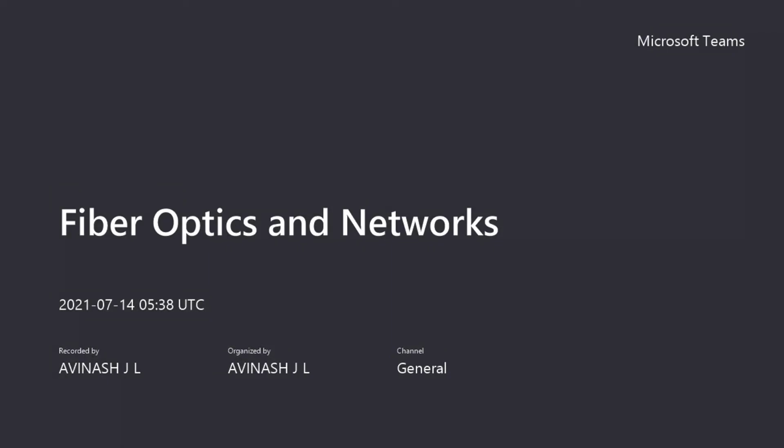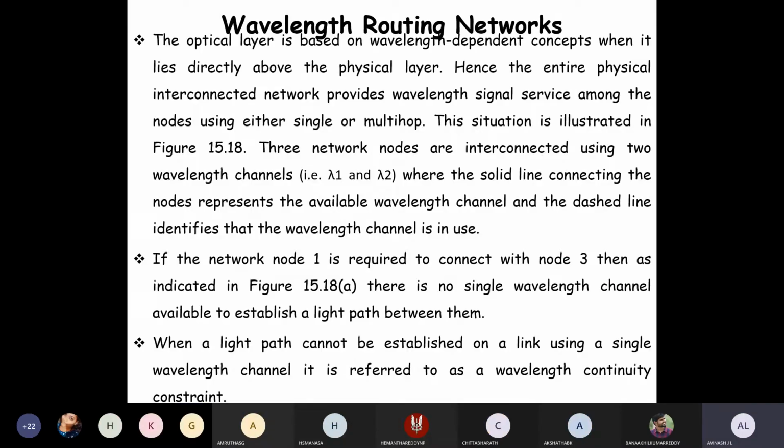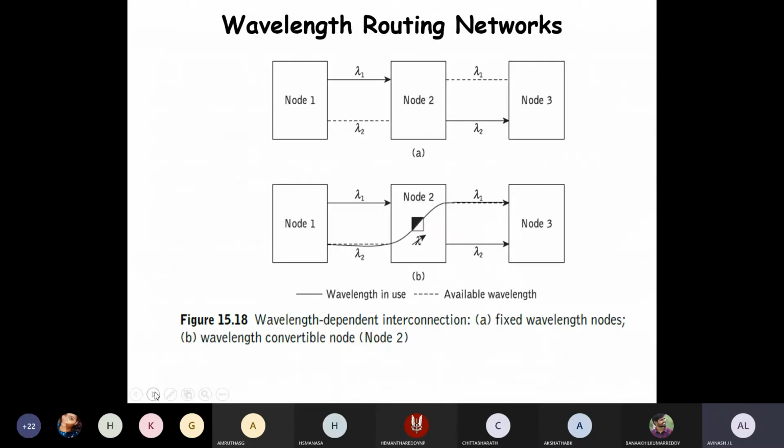The optical layer is based on wavelength dependent concepts, so it lies directly above the physical layer. Hence, the entire physical interconnected network provides a wavelength signal service among the nodes. Figure 15.18 is the upcoming figure.